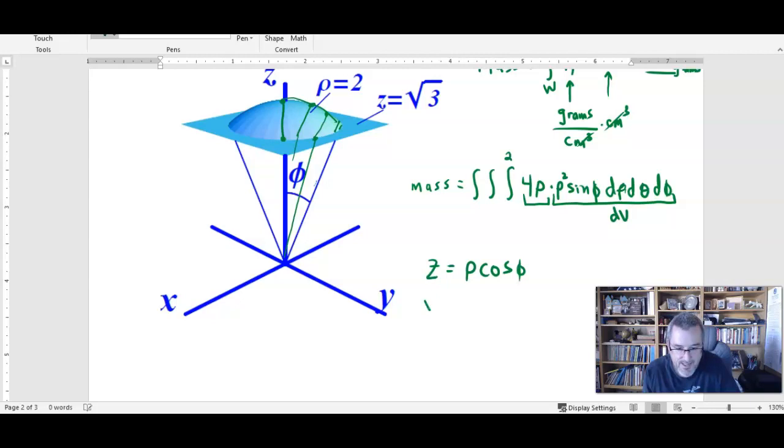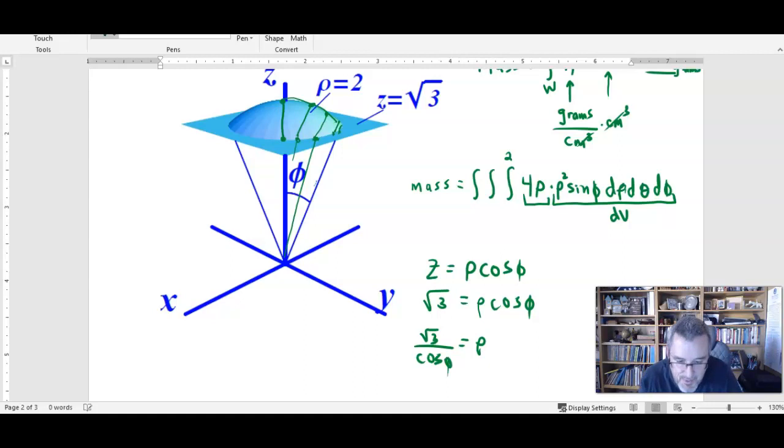And z, we know, is the square root of 3. Believe it. But what's rho? What we want is not z here. We want rho here. What's the value of rho here, or here, or here, or here, or here? What's the value of rho in all of those places? Not the value of z. Well, if z is equal to rho times the cosine of phi, then rho is going to equal the square root of 3 divided by the cosine of phi.